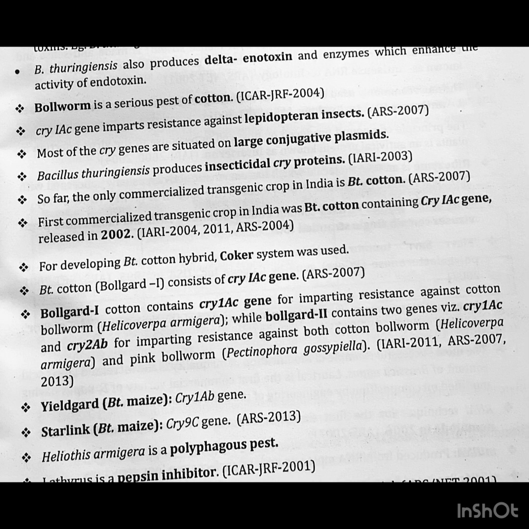For developing Bt cotton hybrids, the Coker system was used. Bt cotton Bollgard 1 consists of the Cry1Ac gene. ARS 2007. Bollgard 1 cotton contains the Cry1Ac gene for imparting resistance against cotton bollworm, while Bollgard 2 contains two genes, Cry1Ac and Cry2Ab, for imparting resistance against both cotton bollworm and pink bollworm. The cotton bollworm Helicoverpa armigera and pink bollworm Pectinophora gossypiella. Question asked in IRI 2011, ARS 2007 and 13.